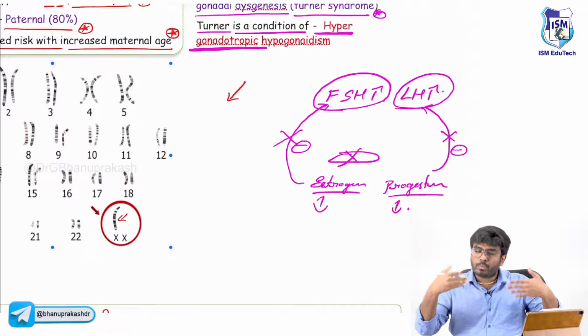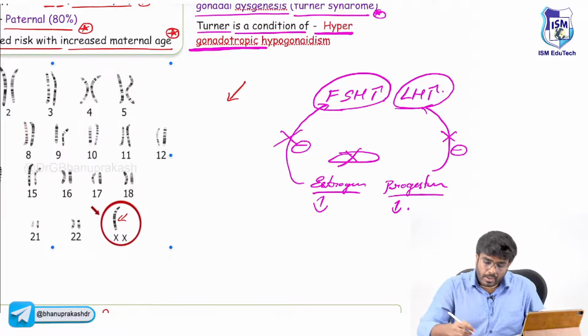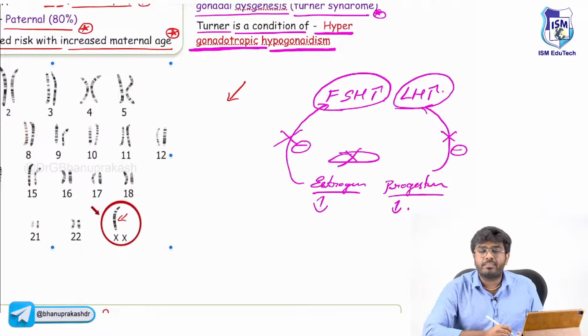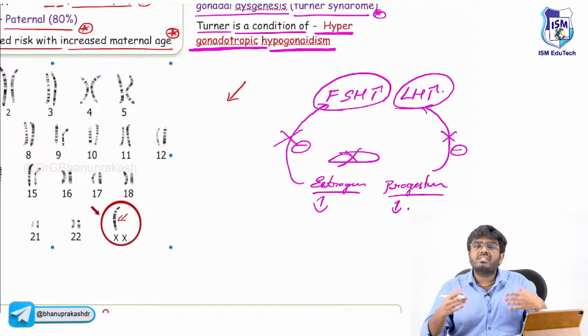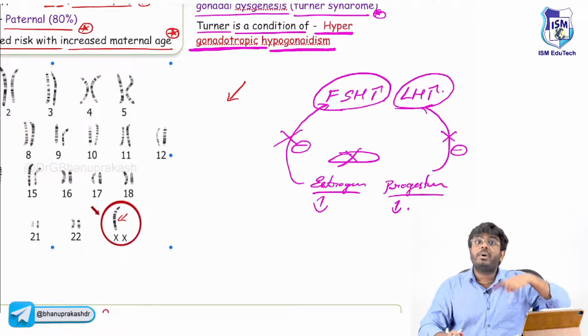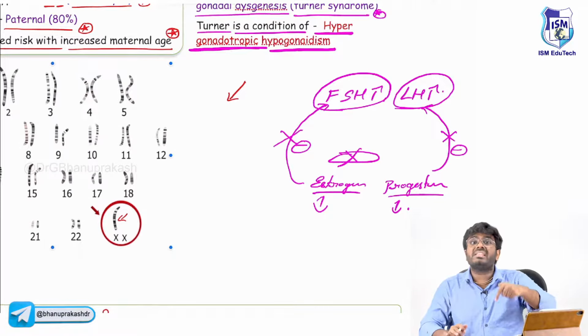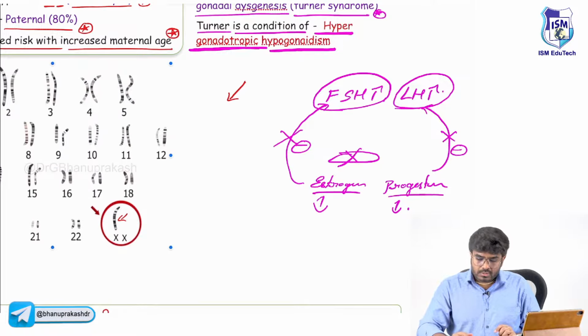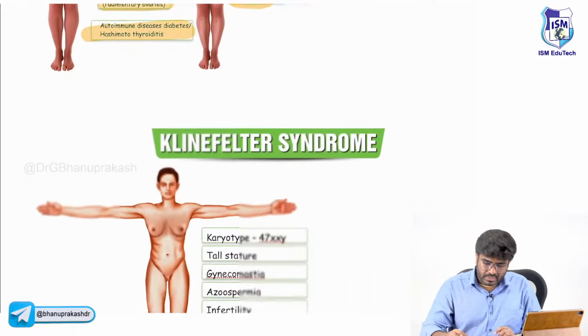So that's why hypergonadotropic, gonadotropic hormones are more, FSH is more, LH is more, but hypogonadism, gonads are not there, ovaries are not there, hypogonadism. So hypergonadotropic hypogonadism, example is Turner's. Okay, so all important points about Turner's are completed, sir.